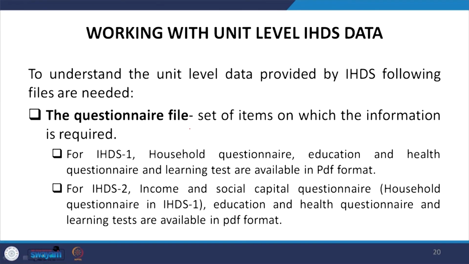The questionnaire file, the set of items on which the information is required, is important. We need to refer to the questionnaire file from the beginning. The questionnaire file in IHDS 1 gives information like the household questionnaire, education, health questionnaire, and learning test in PDF format. Whereas in IHDS 2 the household questionnaire is named differently, the income and social capital questionnaire. This is also the household questionnaire as mentioned in IHDS 1, and the education, health questionnaire, and learning test are also available in PDF file.